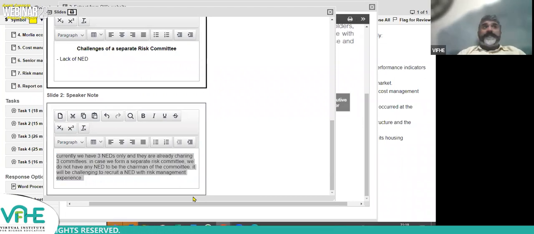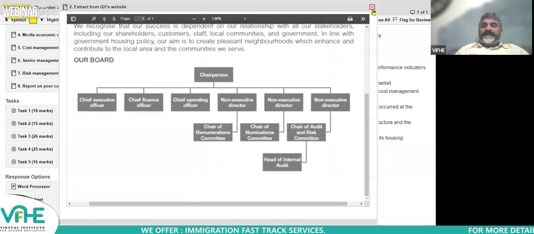Yes, chairman, you are right. Chairman is an NED, and he can also become the chairman of risk committee. It's allowed. But sometimes, chairman has overall responsibilities. He has to look at a lot of things, right? And he might not necessarily have the skills as well. Yeah, in a listed company, the chairman can be a chairman of any committee. It's allowed. No issues. Okay, so let me close all this.